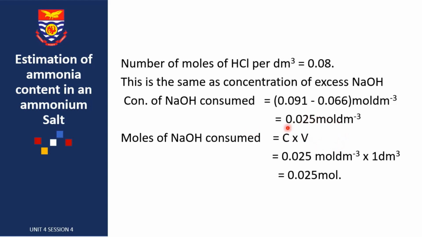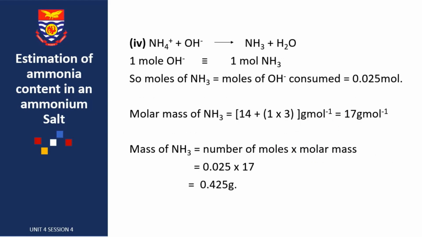And so we can now use this one. We can write a reaction equation between the sodium hydroxide and the salt. So we can use, in ionic equation, the hydroxide and the ammonium ion. And from that balanced equation, we can find mole ratio. And if we find mole ratio, we can now find the corresponding moles of the ammonia from this sodium hydroxide that reacted with the salt. So let's proceed. Now, this is the equation.